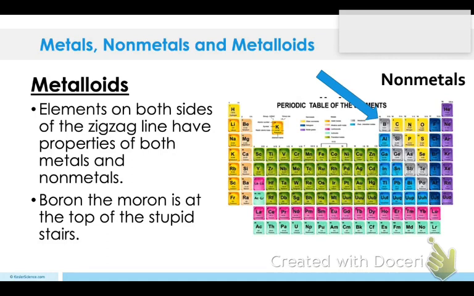Something to help you label the periodic table is to remember boron. The moron is at the top of the stupid stairs. So that boron is going to be the top of the stairs. So that's something to help you remember where the stairs start. Make sure you write that down and you highlight it.